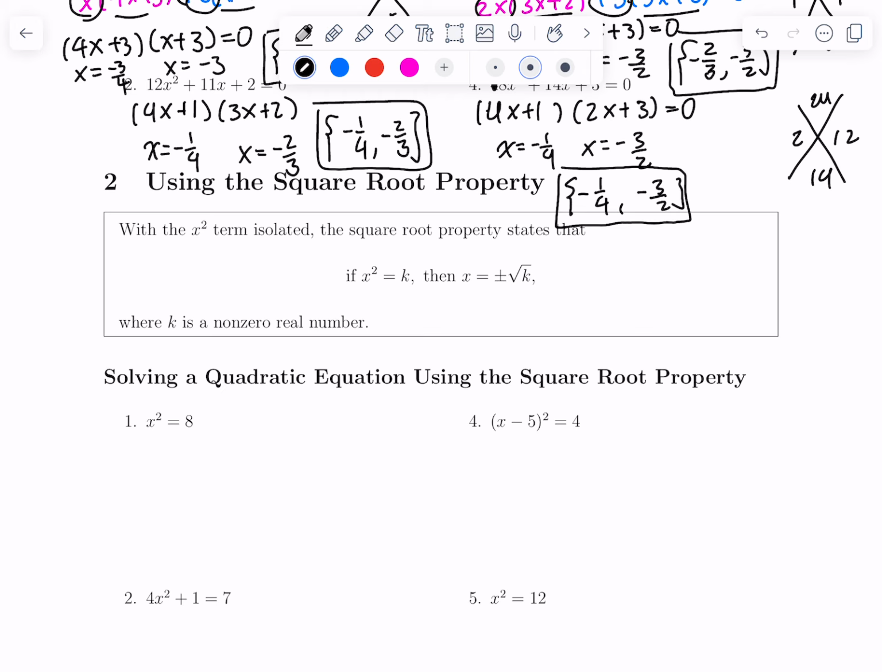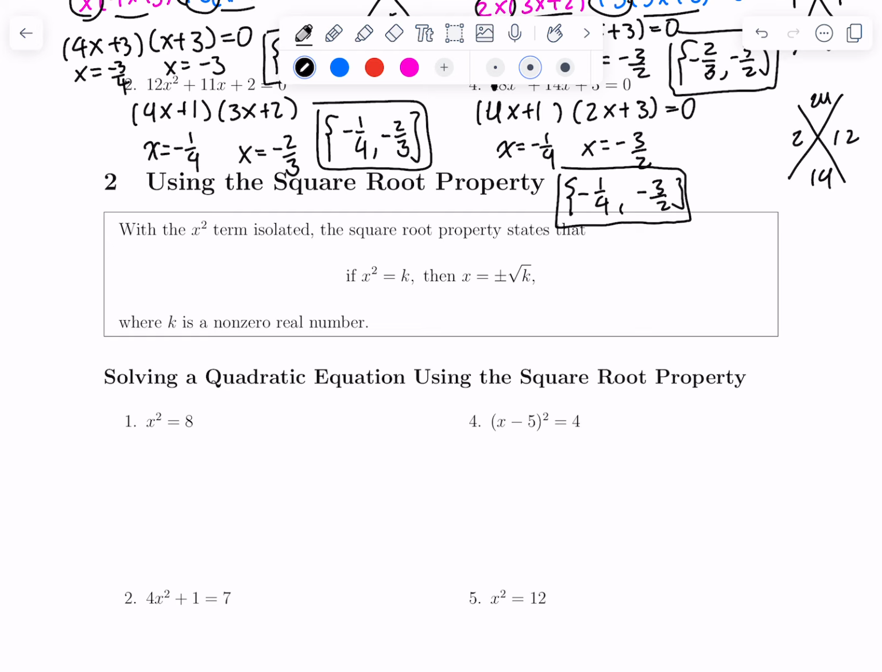And in this video, we're going to continue solving quadratic equations, and this time we're going to use the square root property. So with the x squared term isolated, meaning it is by itself on one side of the equation, the square root property states that if x squared equals k, then x equals plus or minus the square root of k, where k is a non-zero real number. Real number means it can be positive, negative, any number, but not zero.